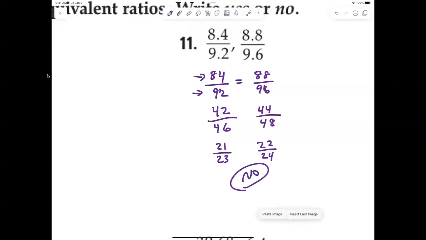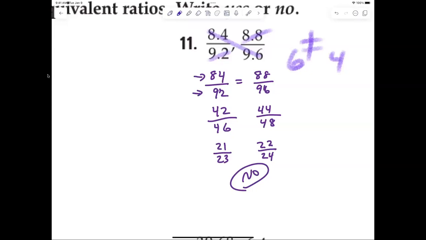All right, if you wanted to, you could have just multiplied 84 times 96, and 4 times 6 ends in a 4. Does everybody agree with that? 92 times 88 is going to end in a what? 6. So are they equivalent? No, that's how simple that is.